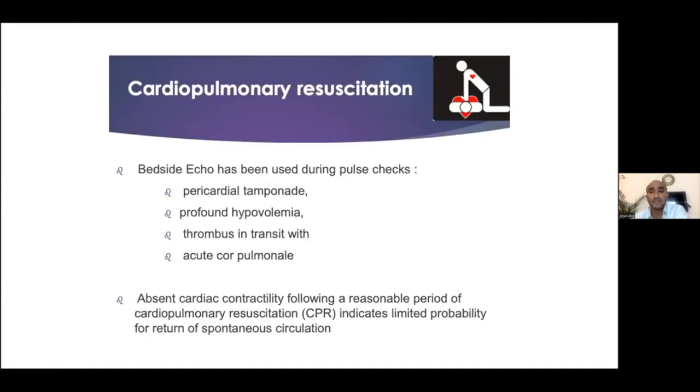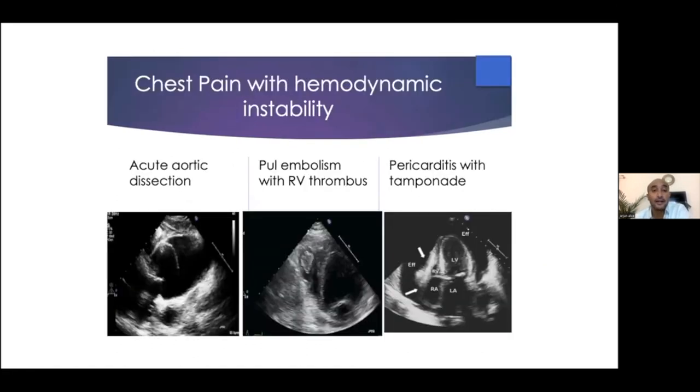Where do we use them? Very often in cardiopulmonary resuscitation. About 60 to 70% of the 5Hs and 5Ts can be recognized using bedside echocardiography: the tamponades, the hypovolemia, the pneumothorax, tension pneumothorax. All of this can be identified at the bedside using cardiac ultrasound. The absence of cardiac contractility following CPR will also help us in declaring the patient.